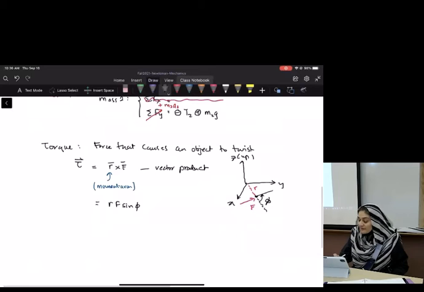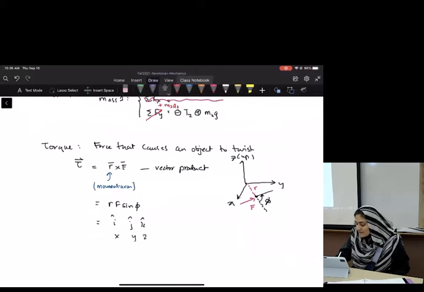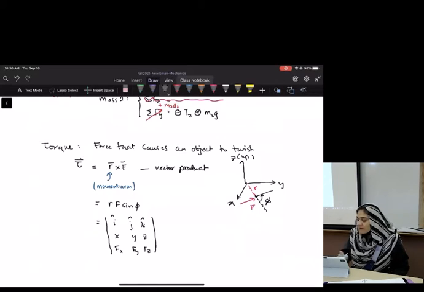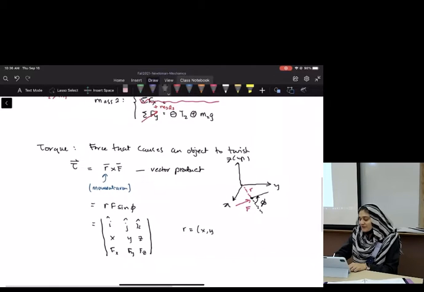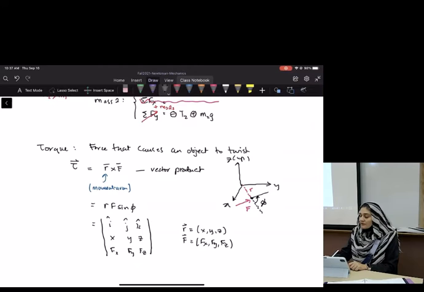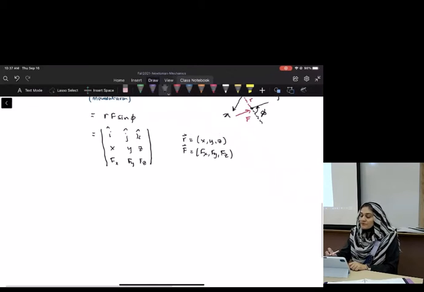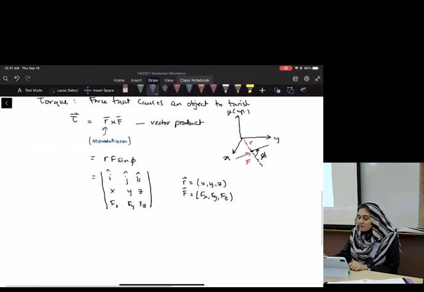It can also be written as a determinant with i, j, k, X, Y, Z, and the components of F along X, Y, and Z, yes? Where R is a vector given by X, Y, Z, and F is a vector given by Fx, Fy, and Fz. Now, what about the work done? So what's the normal definition of work?